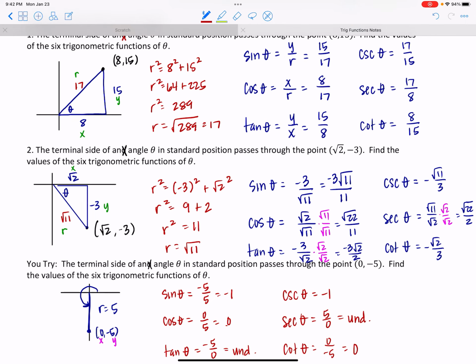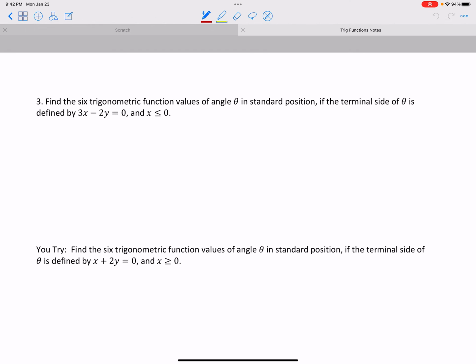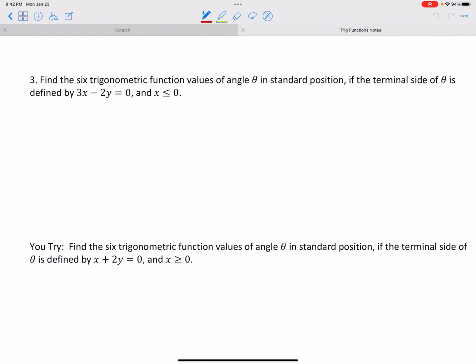Alright, so hopefully we're feeling okay with these first few examples. Let's look at something a little different on the next one. We're still going to try to find the value of 6 trig functions, but the information we're given is slightly different. So instead of being given a point that we're passing through, number 3 says to find the 6 trig ratios given an angle in standard position, if the terminal side of that angle is defined by 3x minus 2y equals 0.